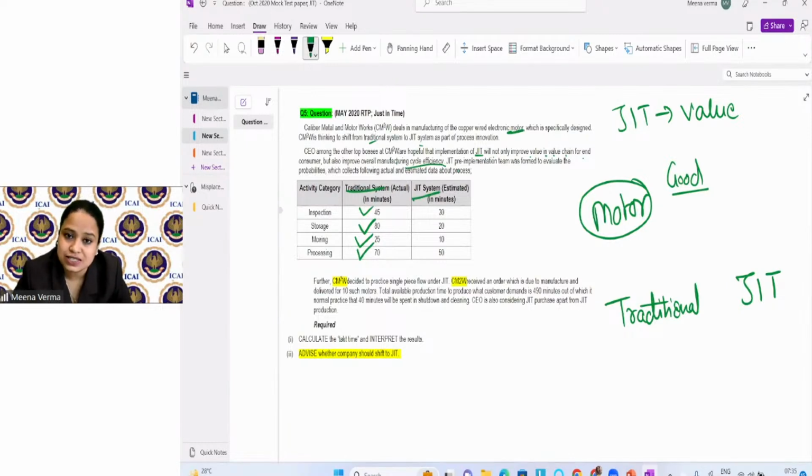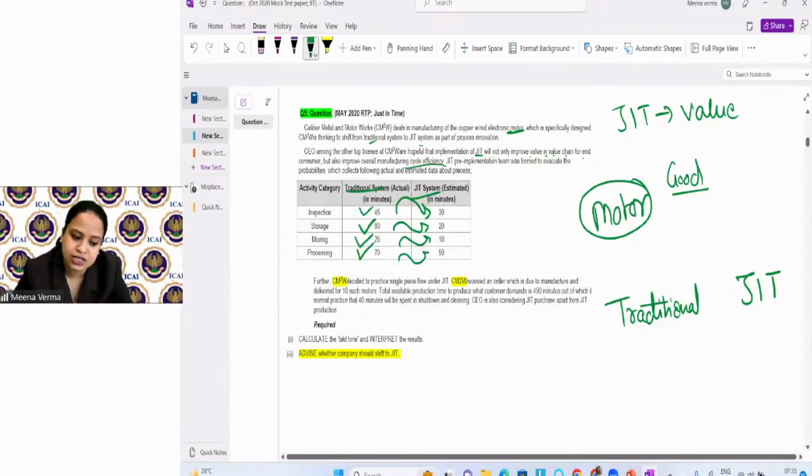While in case of just-in-time system, what is happening? Obviously, the inspection time will reduce. The storage time will reduce here. The moving time will reduce here. And the processing time will also reduce here. So all these things have reduced here.